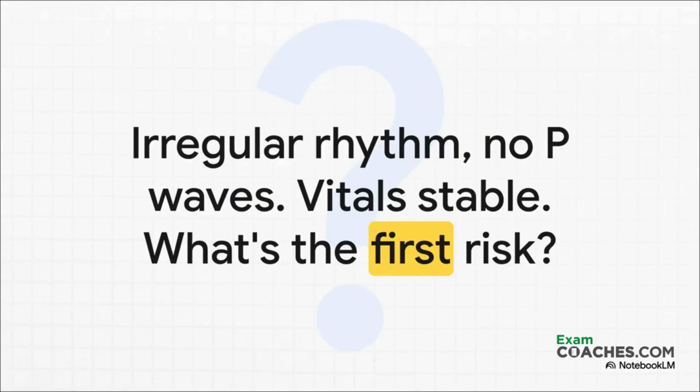So let's try it out. You see this rhythm on the monitor. It's irregular, you can't find any P waves, but the patient's vitals are stable for now. Before you jump to an action, what's the very first thing you need to recognize about this rhythm? What's the number one risk?